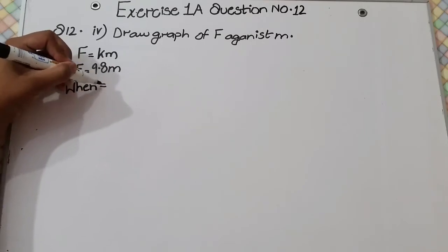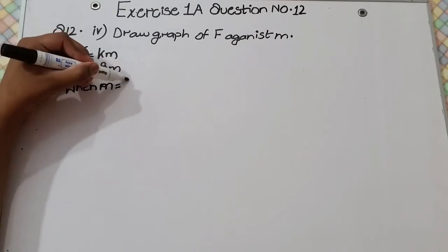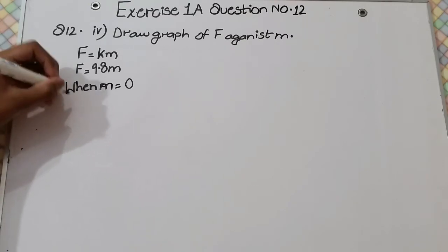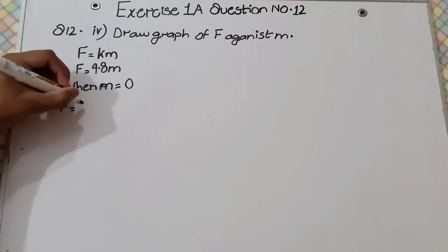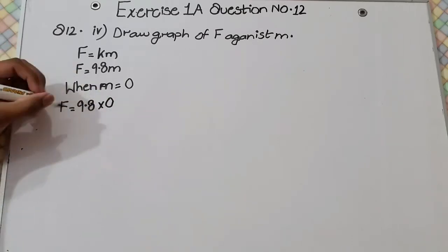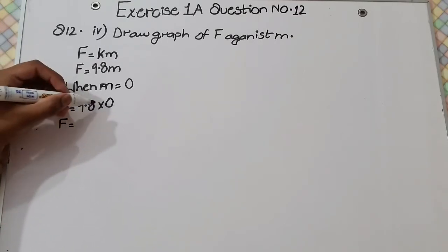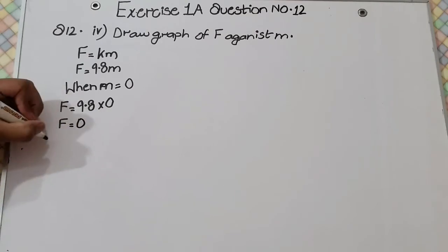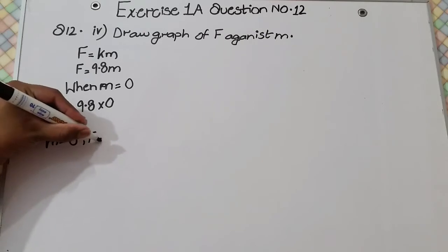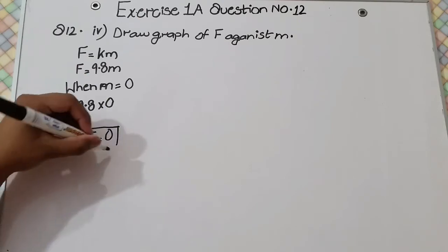So when M is equal to 0, now F is equal to 9.8 multiplied by 0. Now we are simply going to multiply it, and the value of F is 0. So when M is equal to 0, then F is equal to 0. This is the first value to plot the graph.